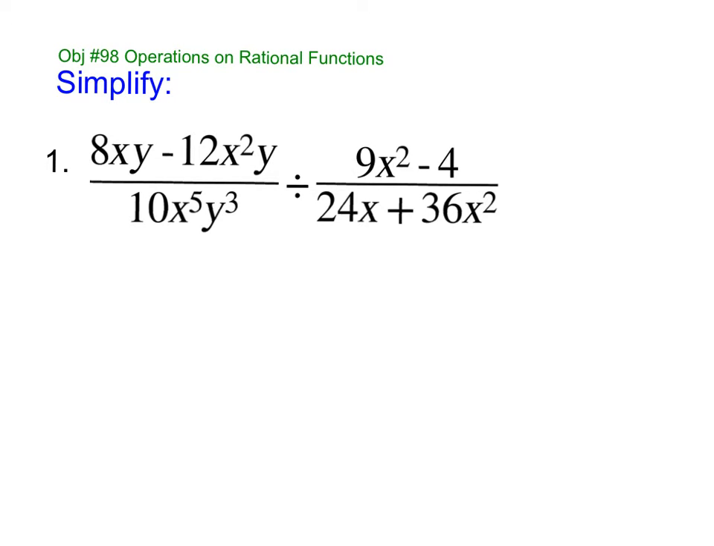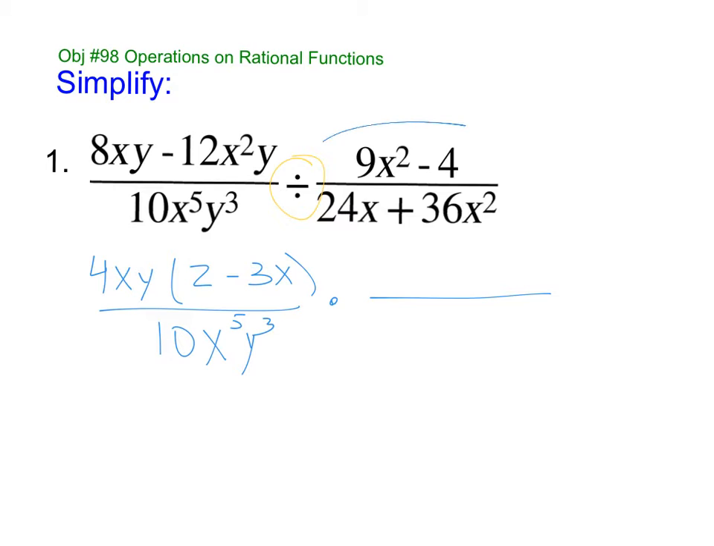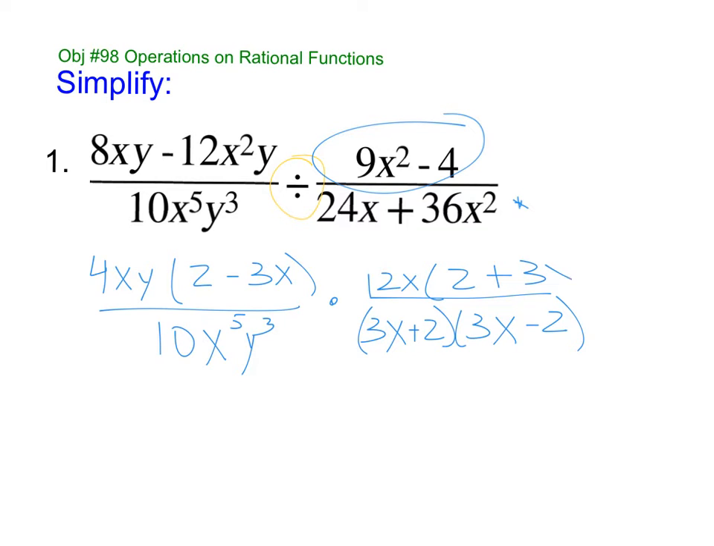So factor the top, factor the bottom. It is division, so don't forget to flip. So let's see, on top, I have a GCF of 4xy, and I'm left with 2 minus 3x. Times, so the bottom, this one, that's a difference of two perfect squares, so 3x plus 2, 3x minus 2, and then this bottom right one, that's a GCF of 12x, 2 plus 3x.